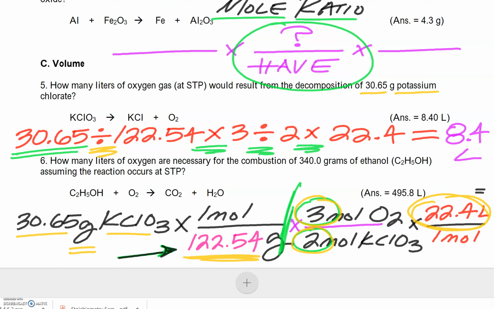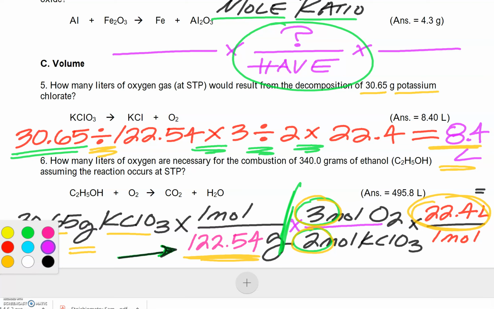Again, sometimes students make mistakes when they put too much information inside the calculator at once. And so for me, I hit enter or equals at every operation. So for me, it'd be 30.65 divided by 122.54, enter, times 3, enter, divided by 2, enter, and then times 22.4, enter. Now, that does not mean that you have to do it that way. It's just I'm trying to get you to avoid mistakes. And then there you go. There's the 8.4 liters.